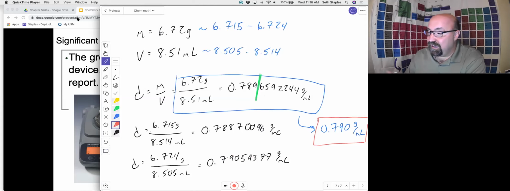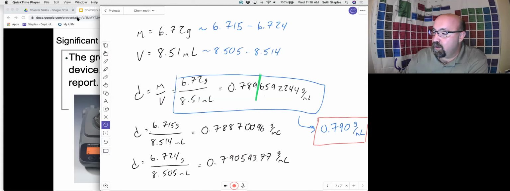And so in this case, and again, we'll look at how to calculate this number in a second, we had 1, 2, 3 significant figures in our mass measurement. We had 1, 2, 3 significant figures in our volume measurement. And so the least number of significant figures was 3. And so that's going to be the number of significant figures in our answer: 1, 2, 3.